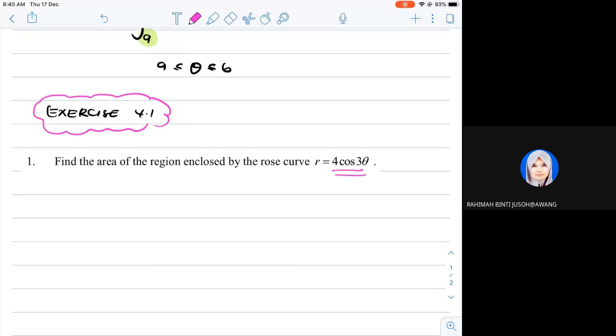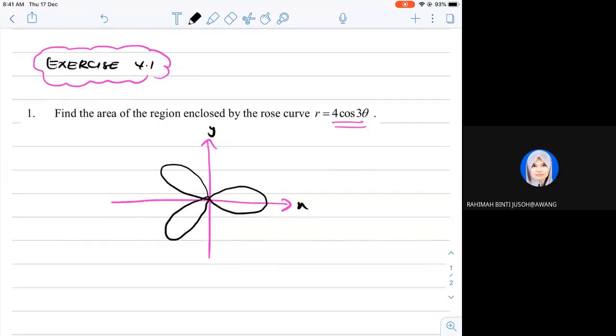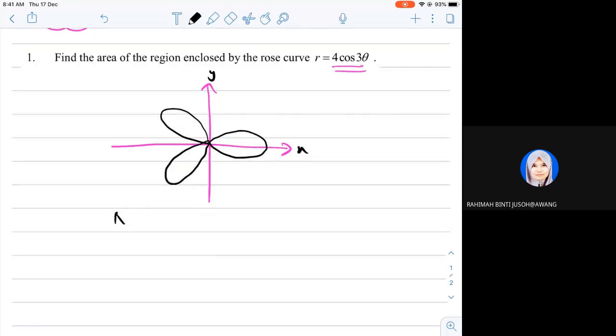So we have a rose curve with 3 petals, so straight away sketch the graph. We have this first petal, second petal, and third petal like this. We have x and y. For the rose curve, it's better to calculate the area of one petal and then multiply by the number of petals. In this case, the number of petals is 3.